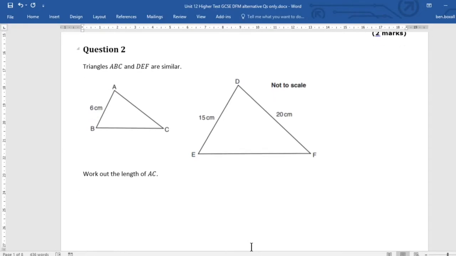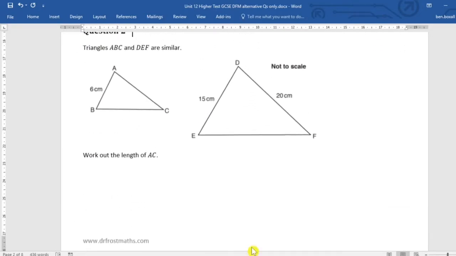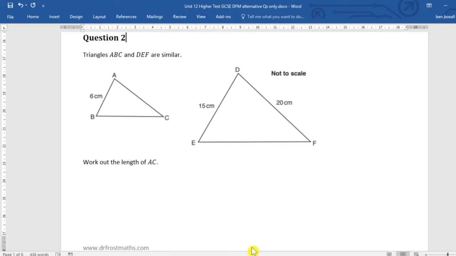Question 2, similar looking question. Two similar triangles. You've got a pair of corresponding lengths, the 6 and the 15, so you can work out the scale factor. Now I always work out the scale factor that would take you from the smaller shape to the bigger shape, which is the big length divided by the small length, and I do that pretty much every time. So 15 divided by 6 gives a scale factor of 2.5.